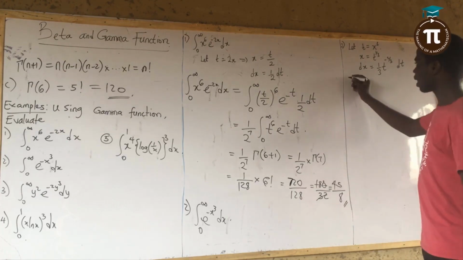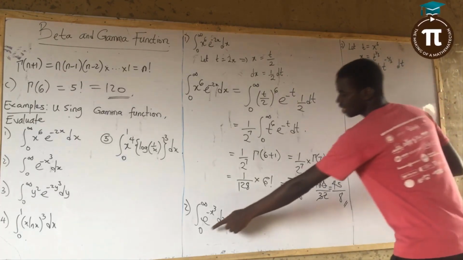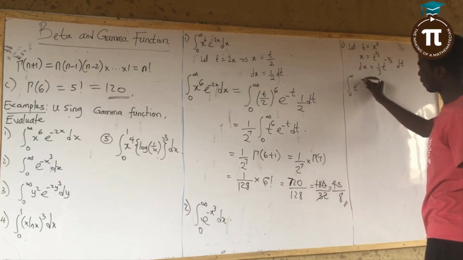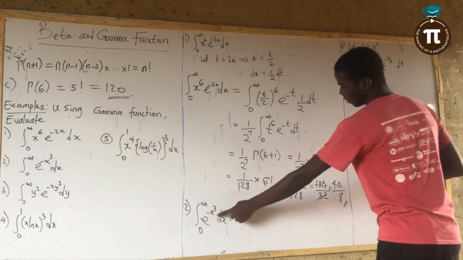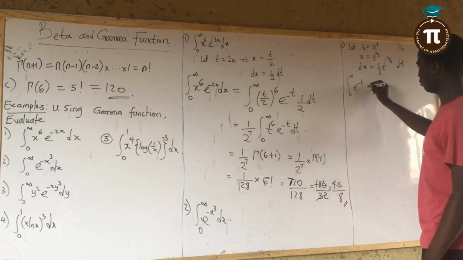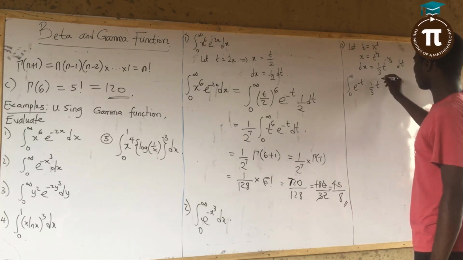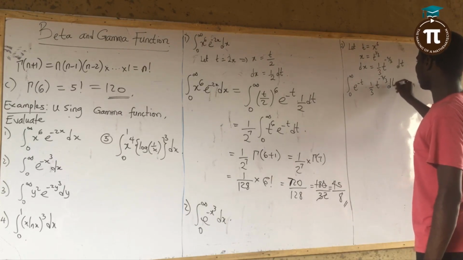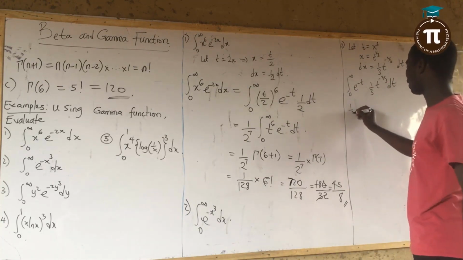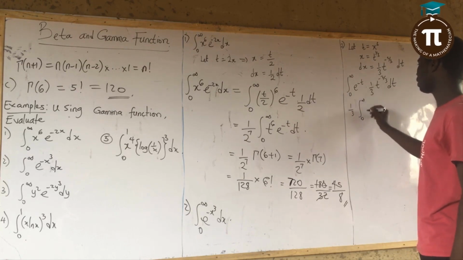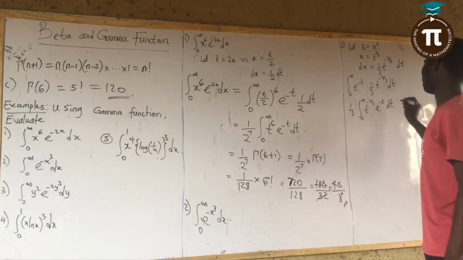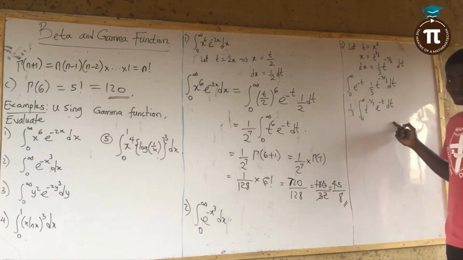So this one will now become the integral from 0 to infinity of e raised to power minus s cube. s cube is t. I'm writing the question: e raised to power minus s cube, s cube is t, ds is 1 over 3 t raised to power minus 2 over 3 dt. 1 over 3 can come out as a constant: 1 over 3 times the integral from 0 to infinity of t raised to power minus 2 over 3 e raised to power minus t dt. So we are through. This is already the gamma function.